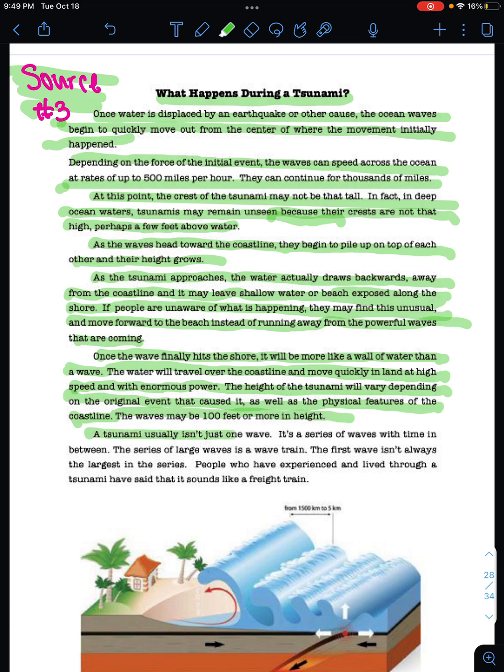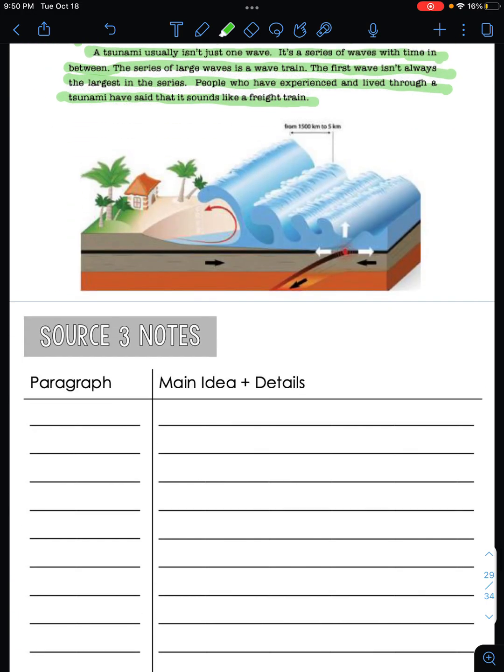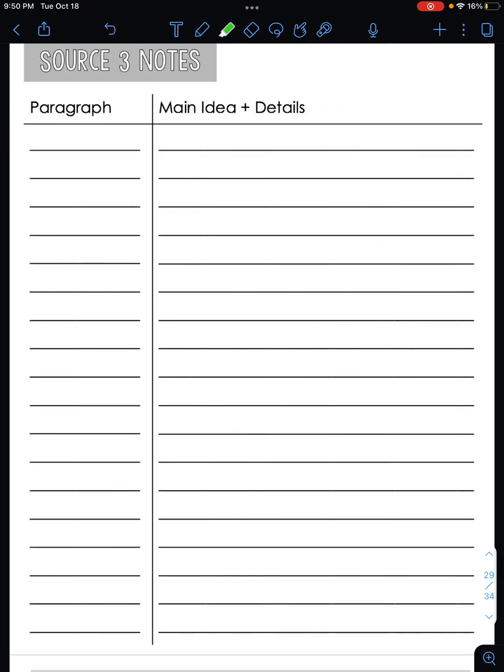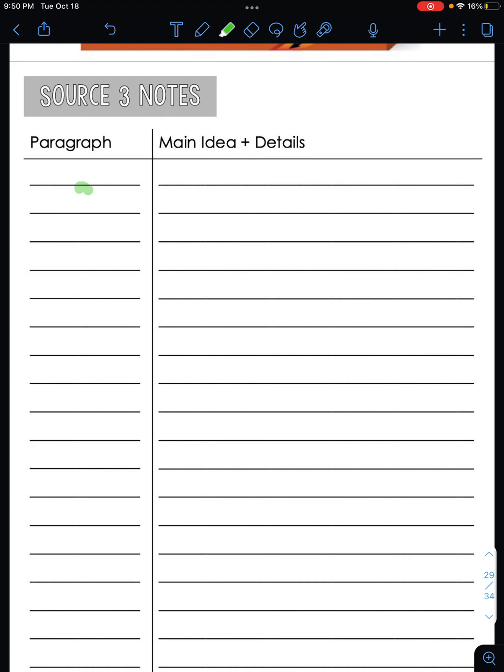A tsunami usually isn't just one wave. It's a series of waves with time in between. The series of large waves is a wave train. The first wave isn't always the largest in the series. People who have experienced and lived through a tsunami have said that it sounds like a freight train. Okay, so then there was this, a little bit longer this time. Make sure to label and then give us the main idea and details.